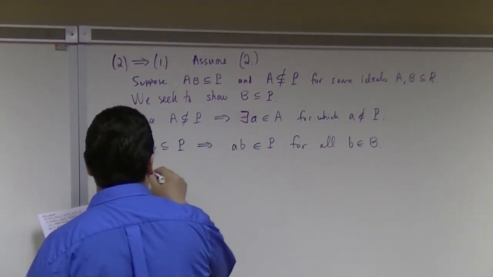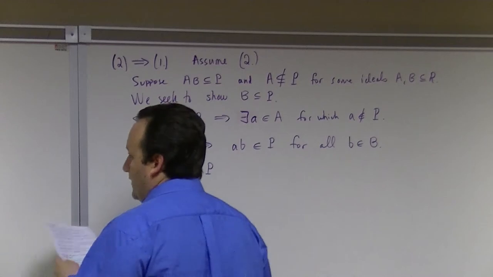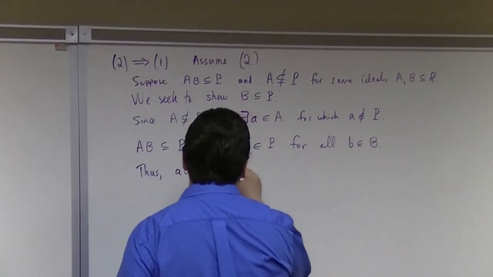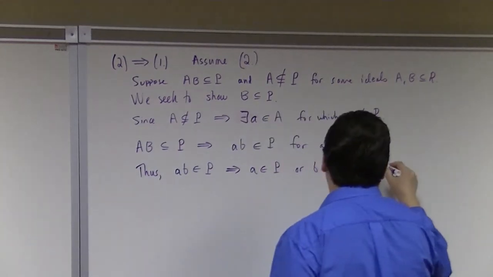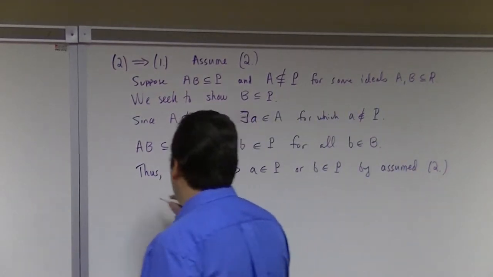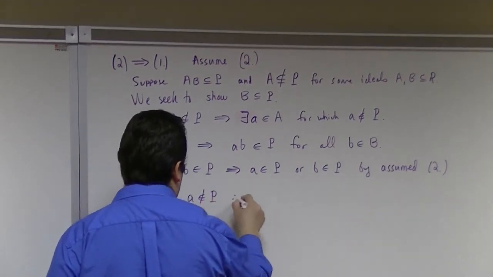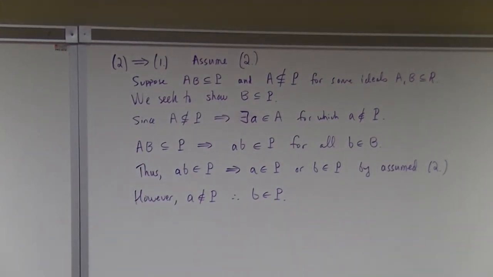Thus, as ab is an element of P, remember we're assuming two here, and two says that if ab is an element of P, then a is an element of P, or b is an element of P, by assumption of two. However, a is not an element of P, therefore b is an element of P. What's that say?